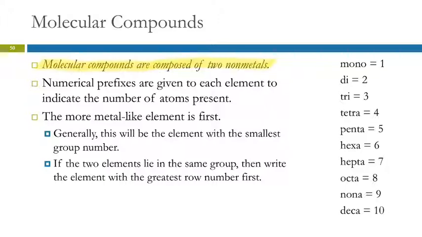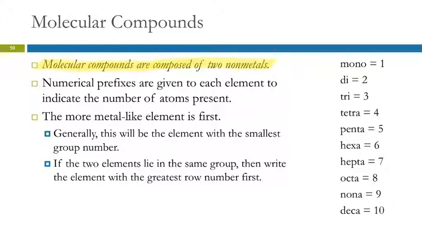We've got 2 nonmetals. One has to go first, and the other has to go second. You don't actually end up needing to predict which happens because I'll either give you the name or I'll give you the formula, and you just keep the order the same.